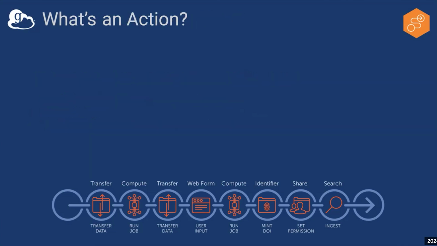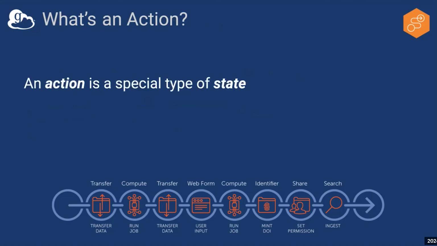So then, what are states and what are actions? One of the things that's helpful to know is an action is a special kind of state, and flows itself is built on top of AWS Step Functions. And so this has some important ramifications, one of which is that when you define a flow, it uses what's called the States Language. And so States Language is something that we've inherited from Step Functions, but also extended quite a bit to add special types of states that allow some really helpful integration points and to be able to fully take advantage of other things inside of the Globus platform.